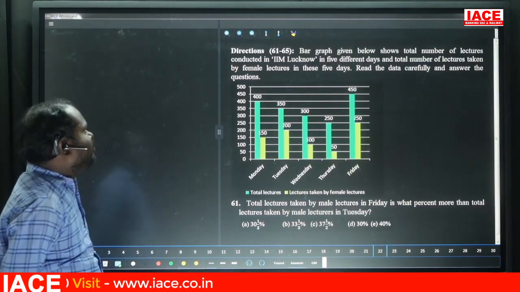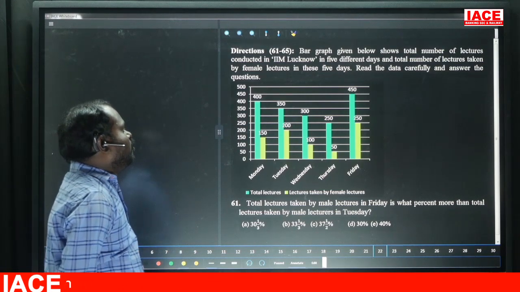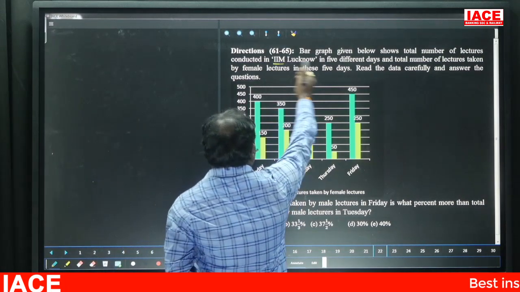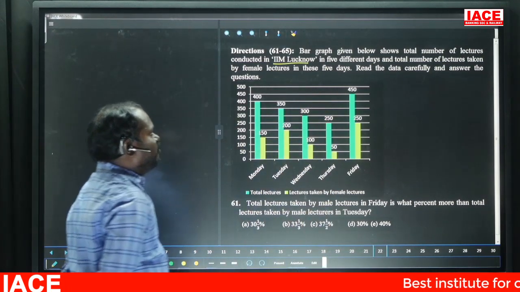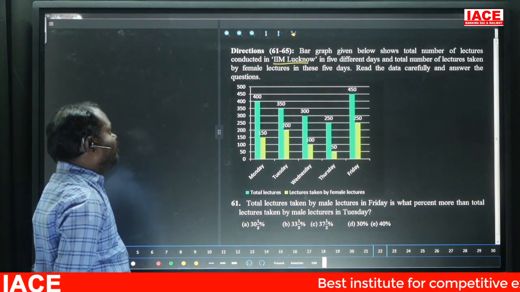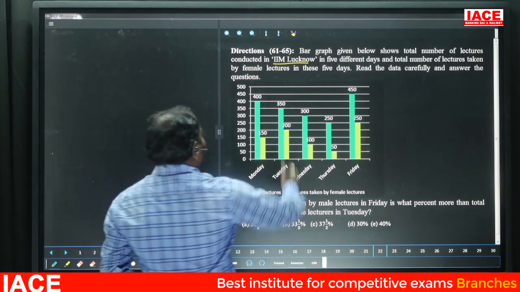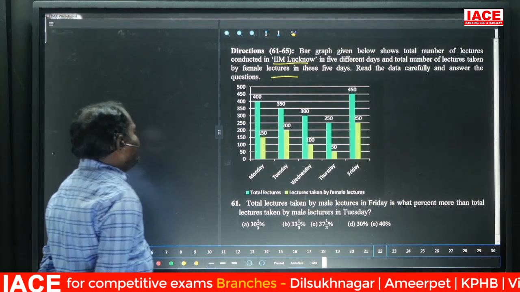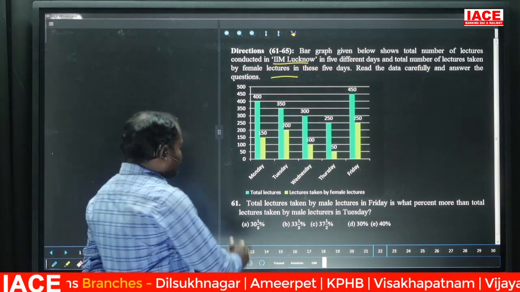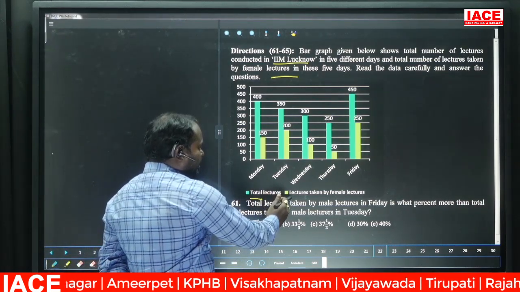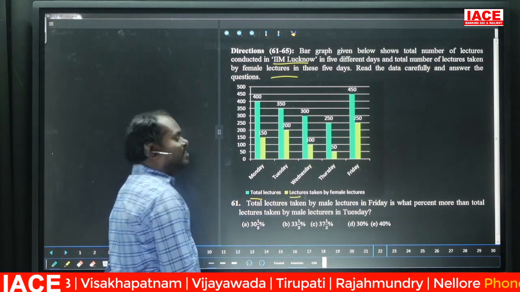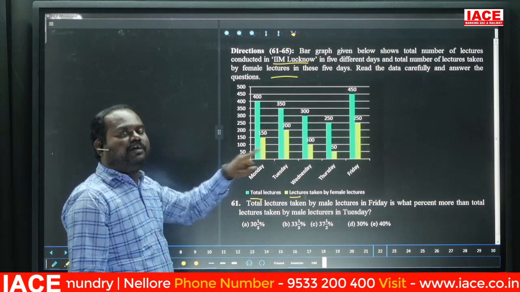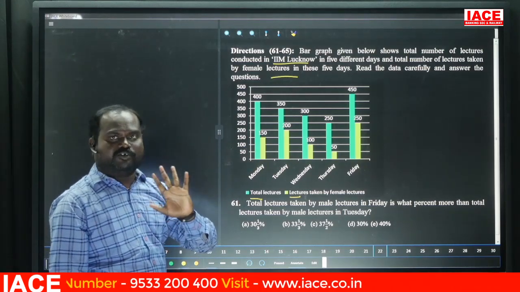61 to 65. The bar graph given below shows the total number of lectures conducted by IIM Lucknow on 5 different days, and the total number of lectures taken by female lecturers in these 5 days. Read the following carefully. Green was indicating total, and in that, the light green or yellow color indicates lectures taken by females. 400 total, in that 150 female, balance 250 will be the male. That way we should observe, right?